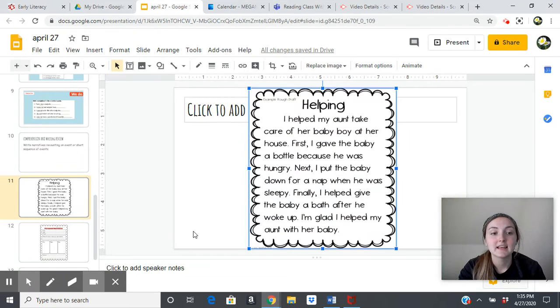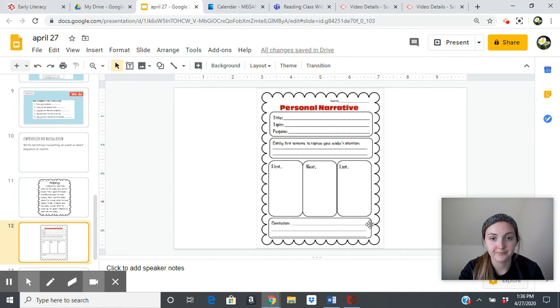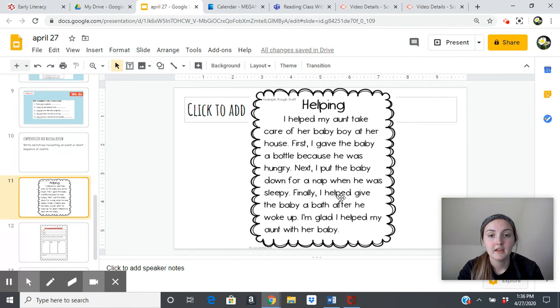And last, this is the conclusion. This is this part of the outline. So your topic sentence and conclusion. The topic sentence, remember, is I helped my aunt take care of her baby boy. The conclusion says, I'm glad I helped my aunt with her baby. So this wraps it all together. You're bringing it back to the beginning and saying what your story was about. So it doesn't just end.